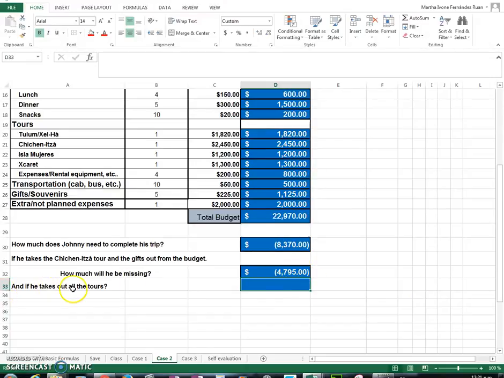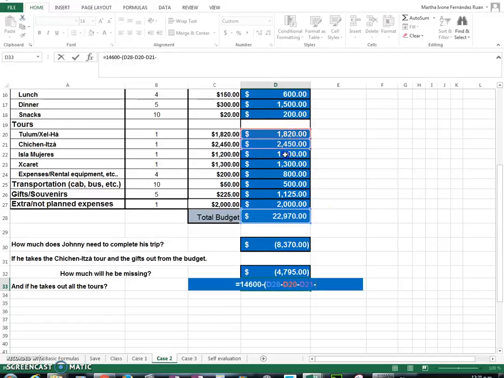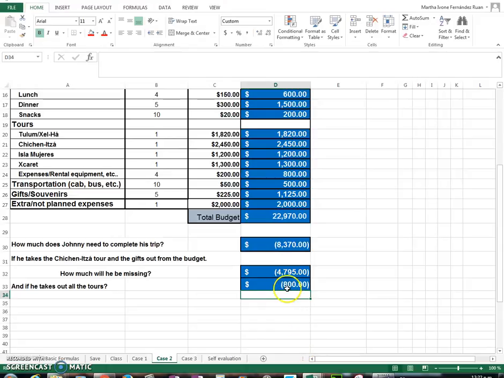Now what if he takes out all the tours? So again, he has 14,600 pesos minus the total expenses, but then we need to take out all the tours, including the expenses for rentals, because he's not doing these trips anymore. So now he's missing only 800 pesos. Perhaps he can go on this trip after all.